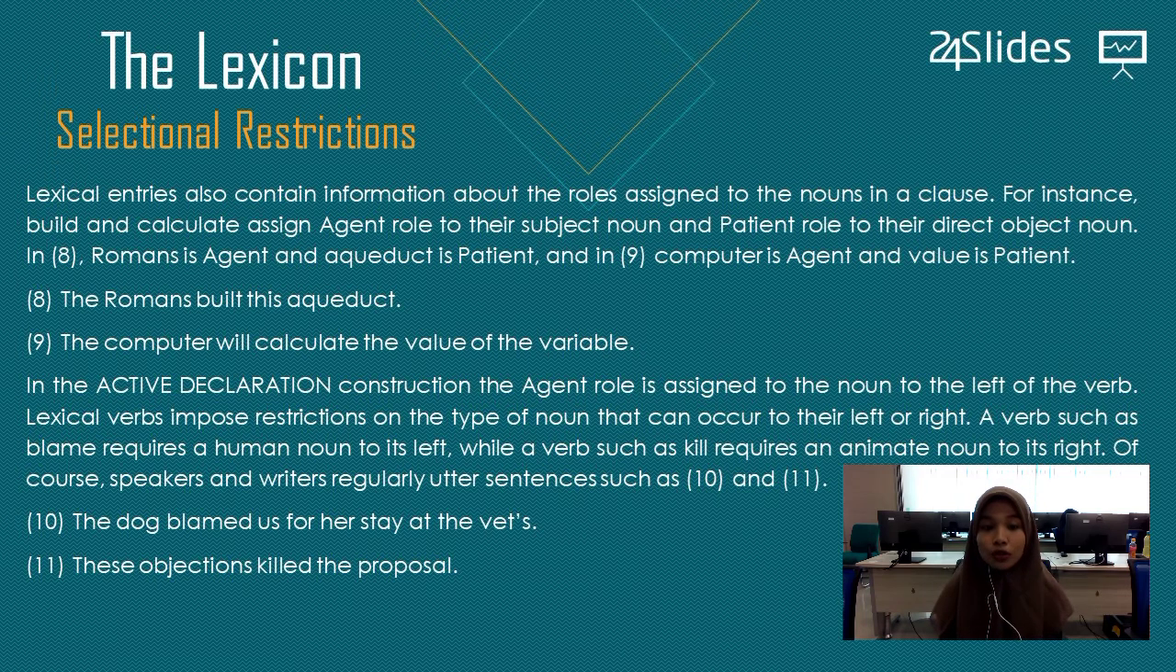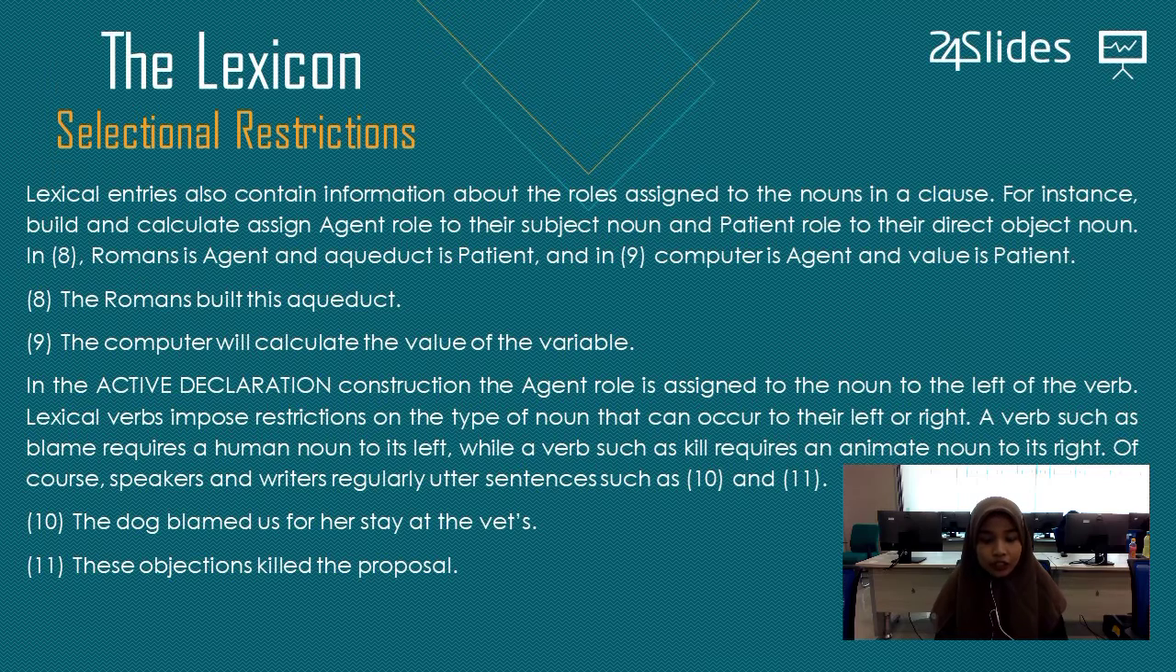Selectional restriction. Lexical entries also contain information about roles assigned to the nouns and verbs. For instance, build and calculate assign agent role to their subject noun and patient role to their direct object noun. In 8, romance is agent and aqueduct is patient, and in 9, computer is agent and value is patient. Like the example, the romance built this aqueduct, and 9, the computer will calculate the value of the variable.